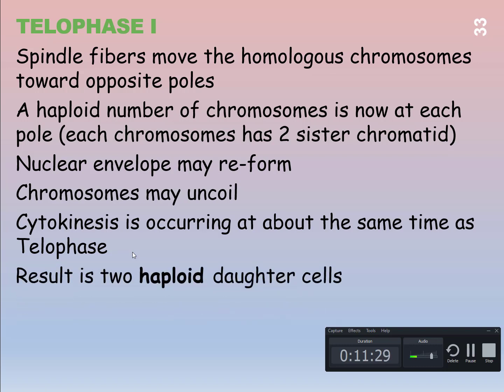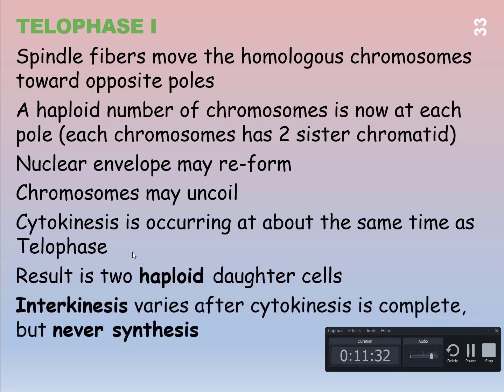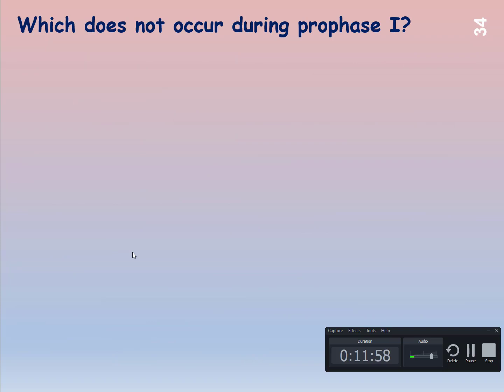But the end result is we've got these two haploid daughter cells. And those two haploid daughter cells, that means that in humans, each cell has 23 chromosomes. It's just that each of those chromosomes has two sister chromatids. So that's the important difference here. So interkinesis, again, variable, but we never see synthesis again. So that's the big deal. This is when the cell now moves into prophase 2. And what's sort of interesting here is as we move into prophase 2, we're going to start seeing a lot more similarities. So let's look at this question.